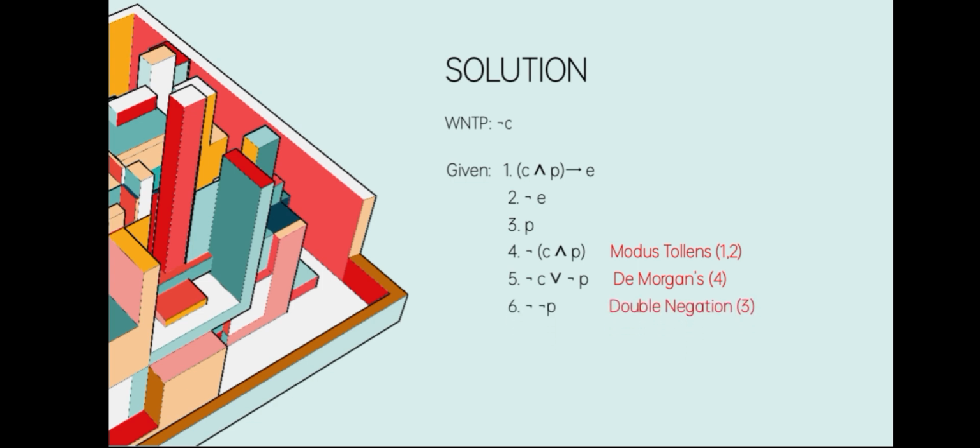And for step 6, we use double negation of P of number 3. Step 7, we have negation of C. We use disjunctive syllogism of 5 and 6. That's how we prove arguments involving SDGs using laws of inference.